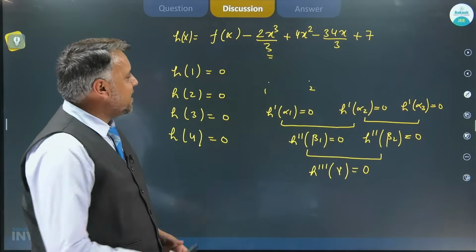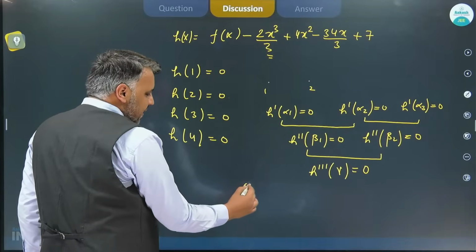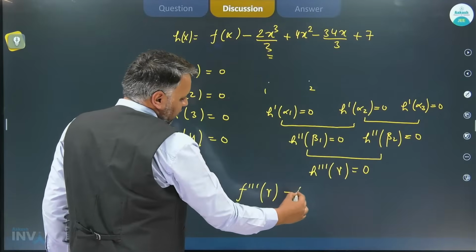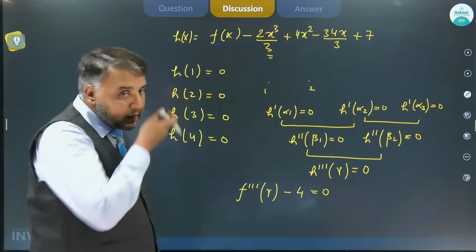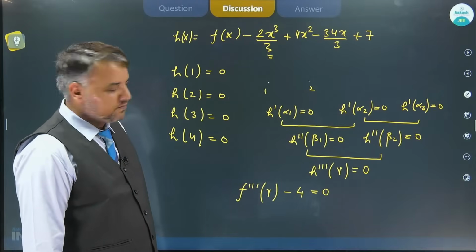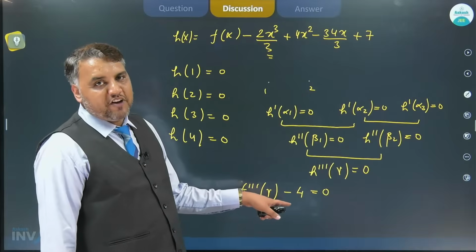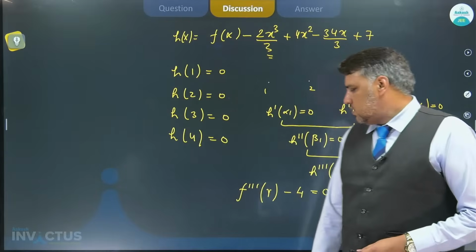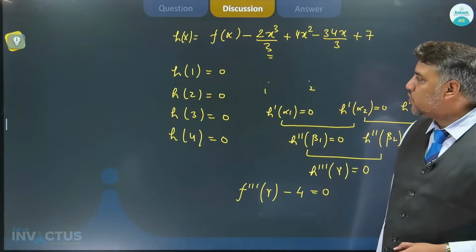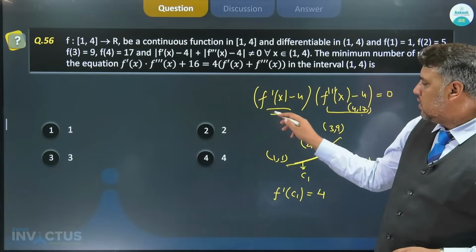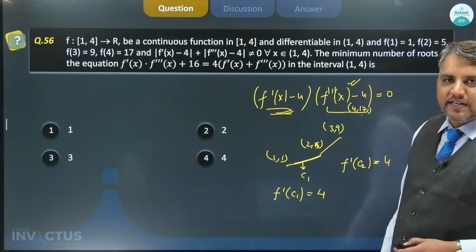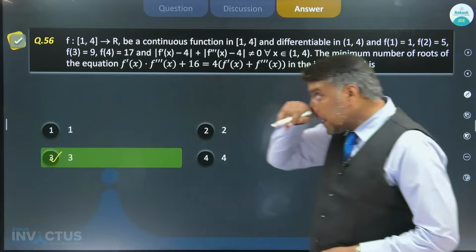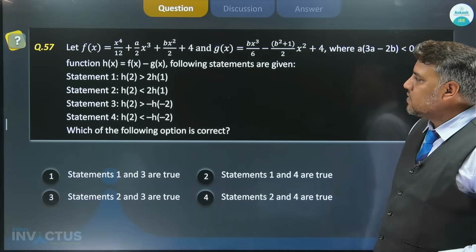Now what is h triple dash gamma? This will be f triple dash gamma minus 4. So we got one root of f triple dash x minus 4 is equal to 0. At least one root for this equation will be there. So in total we got 3 roots, 2 for this and 1 for this f triple dash x minus 4. So the answer must be 3. Yes, it is 3. Okay. Now move on to the next question.